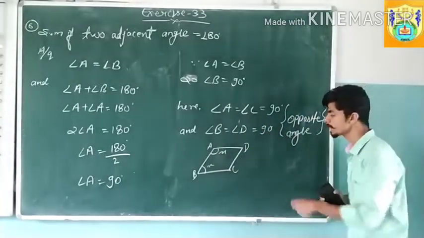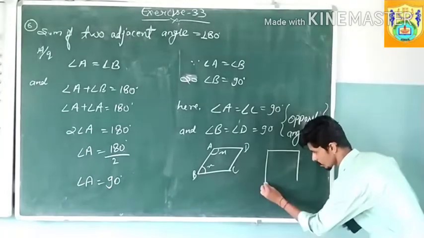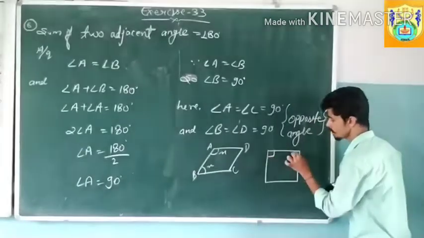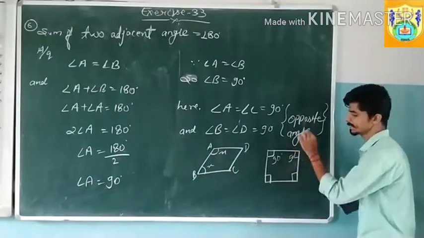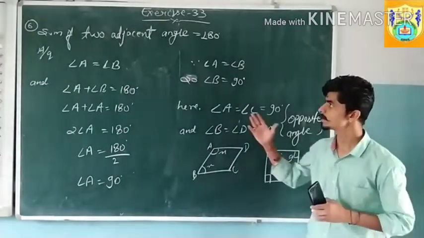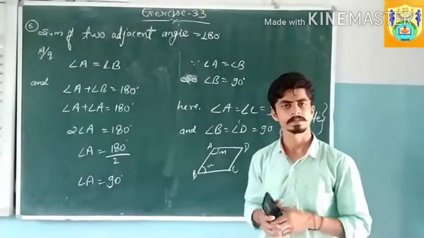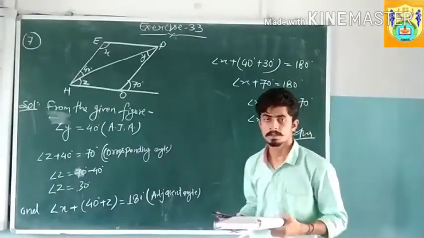So the parallelogram is a square, which has all the angles equal to 90 degrees. So that's all the solution of question number 6. So the next question is question number 7.